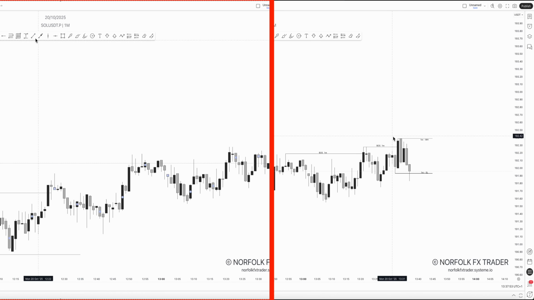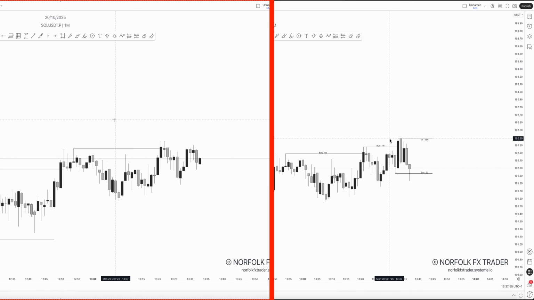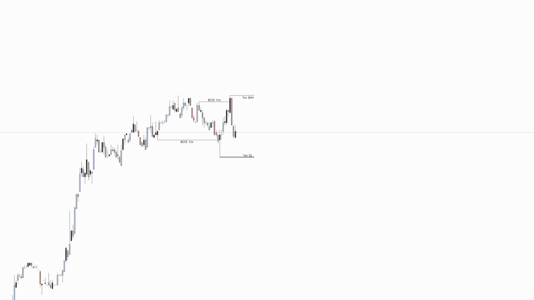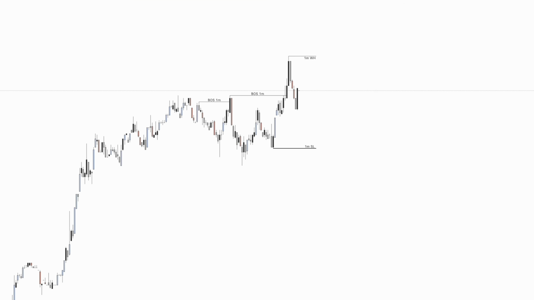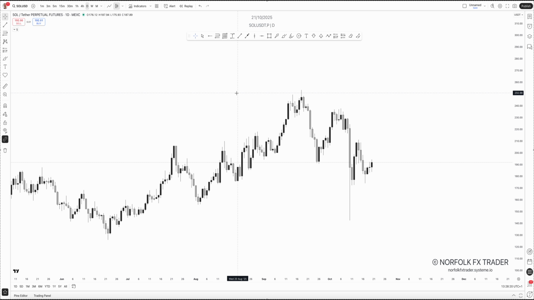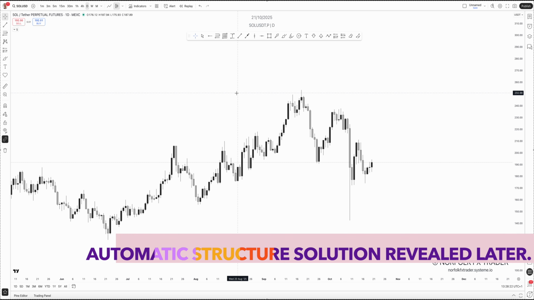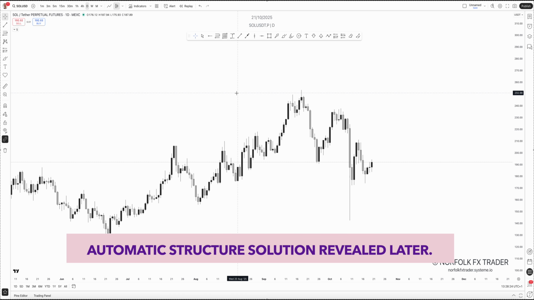If you're still manually drawing structure, you're wasting time and leaving clean profits behind. The key is seeing market structure logic instantly on every chart. Let me prove it right now. Quick note before we start: we've built something that makes this entire process automatic. I'll show you later on, but first, you need to understand the logic behind it.